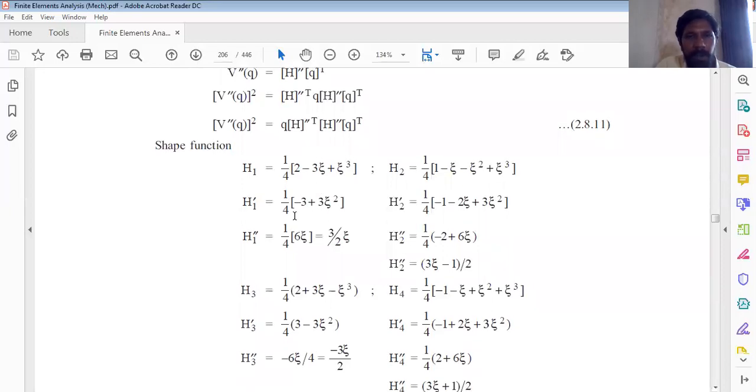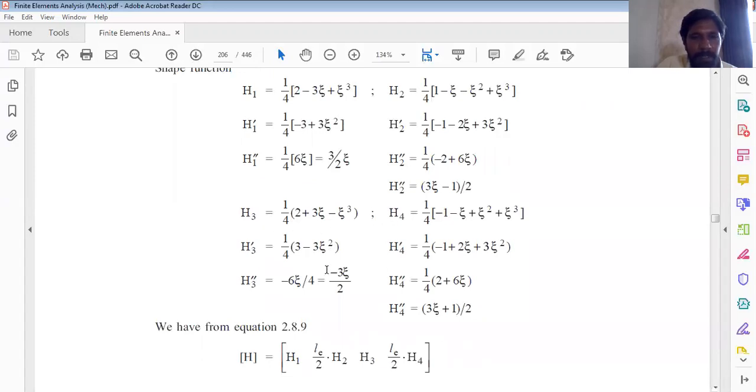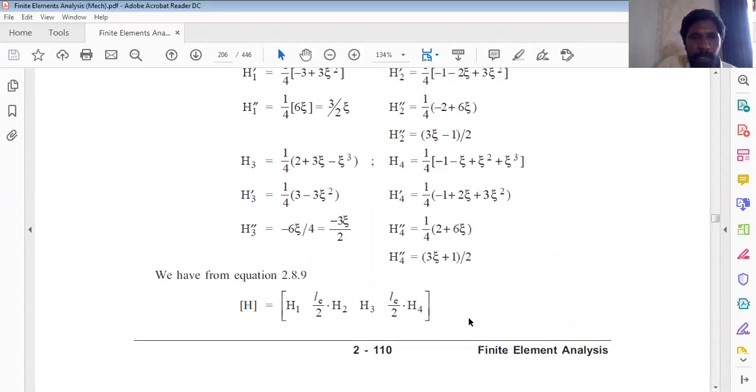We have the values of h1, h2, h3, h4, so what we need is the double differentiation of h1, h2, h3, h4. I have written here h1 differentiated twice with respect to zeta, and we get 3 zeta by 2. Differentiating h2 twice with respect to zeta, we get 3 zeta minus 1. Similarly, differentiating h3 twice with respect to zeta, we get minus 3 zeta by 2. Differentiating h4 twice with respect to zeta, we get h4 double dash as (3 zeta plus 1) divided by 2.